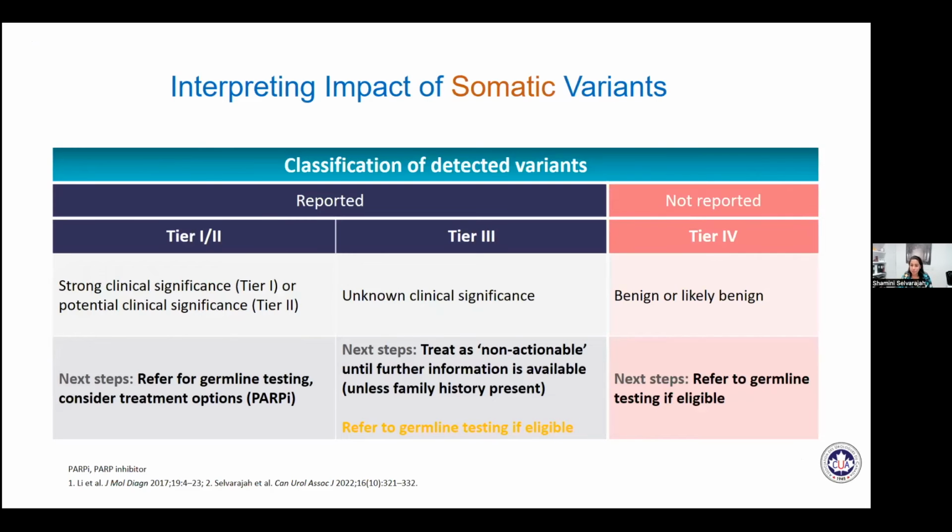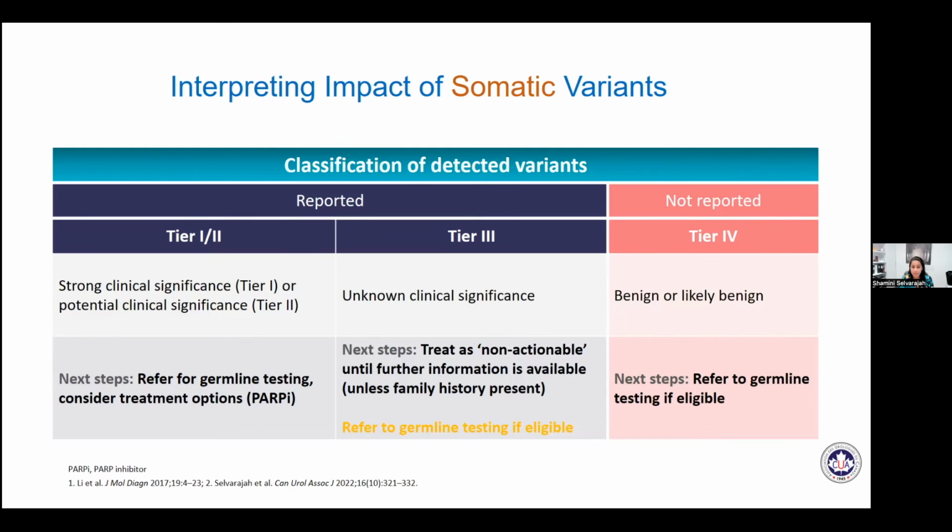And similarly to germline tests, variants identified in tumor testing are also classified a certain way. There are different schemas that are used by different labs, but the one that's most commonly used for tumor testing has this tiering system. So like the previous germline, you have those variants that are benign or likely benign. And then on the opposite end of the spectrum, tier 1 and tier 2 variants. These have strong clinical significance or potential clinical significance. And then you have the ones where the clinical significance is unknown.